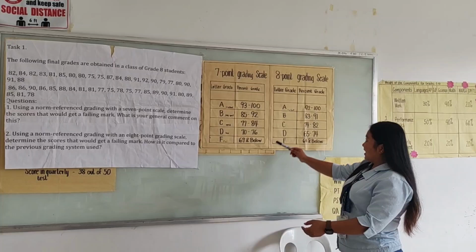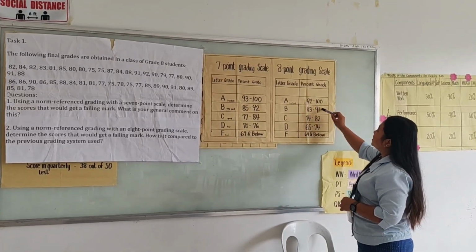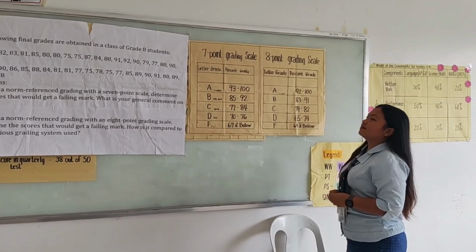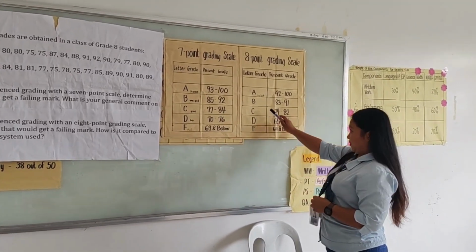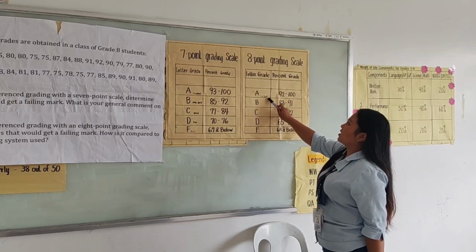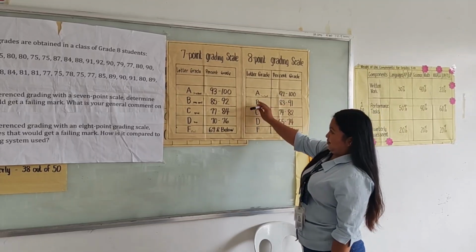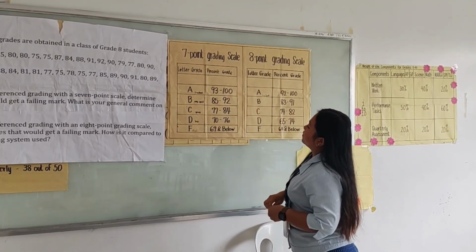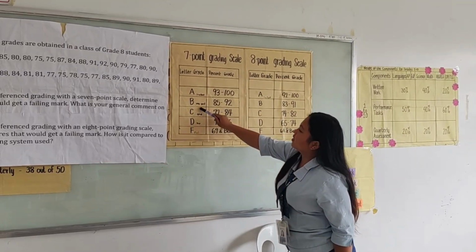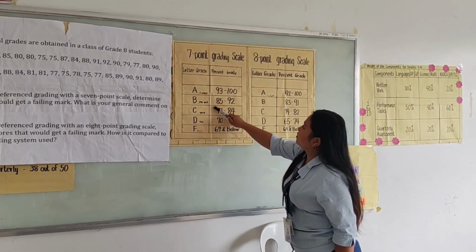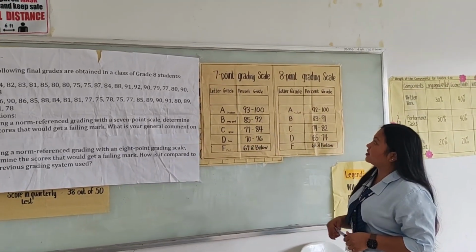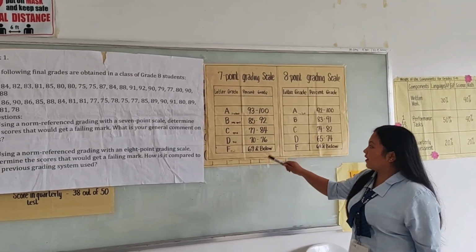So as you can see, in the 8-point grading scale, if the student got 92, her or his remark or letter grade will be A, which means their mark is excellent. Compared to the 7-point grading scale, if a student got 92, the remark or the letter grade of the student is only very good. So if a student got 69 in a 7-point grading scale, the student will fail.